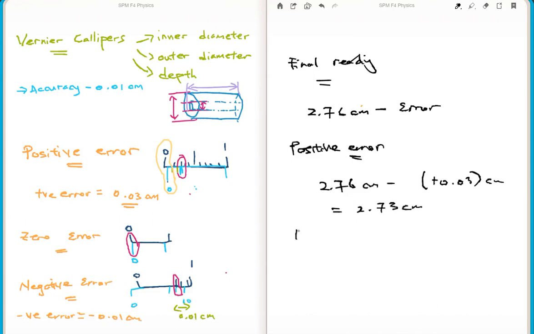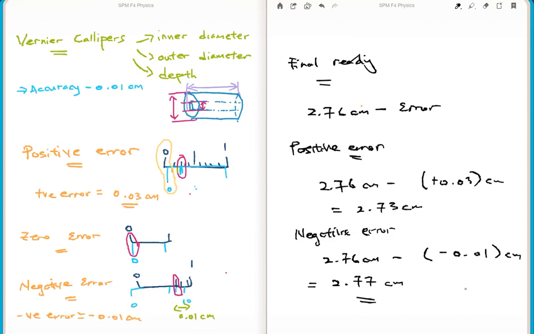If it were to be a negative error, the rule would be the final reading, subtract the error. The error is negative 0.01 centimeter. So therefore, it will be 2.77 centimeter. The thumb rule is always you need to subtract the error, depending on whether this is a positive or negative. If you have a positive error, then you need to subtract that error. If it were to be negative error, then you need to add the value.